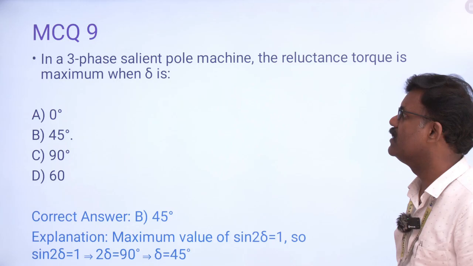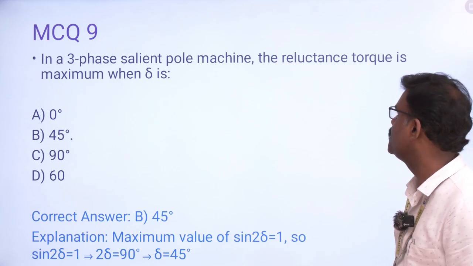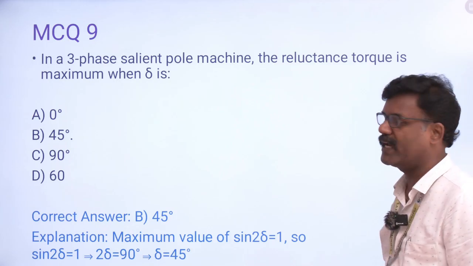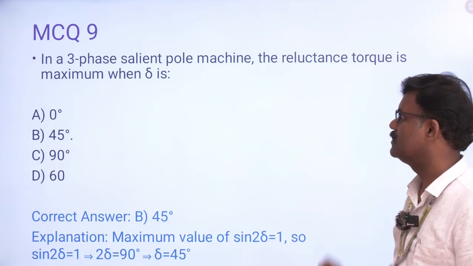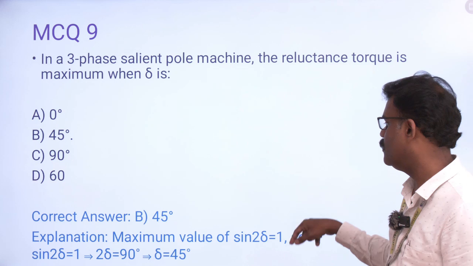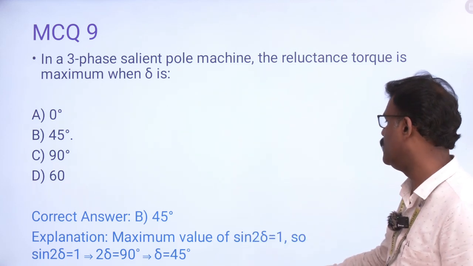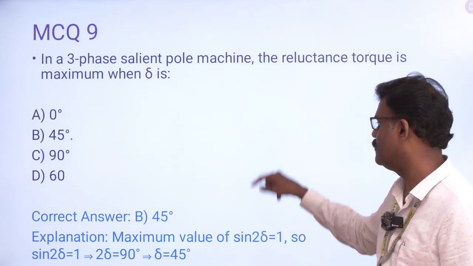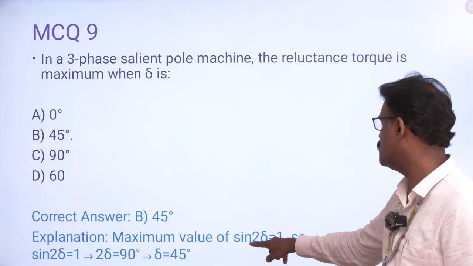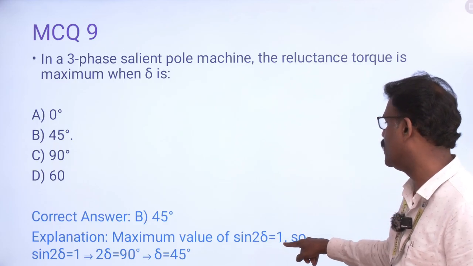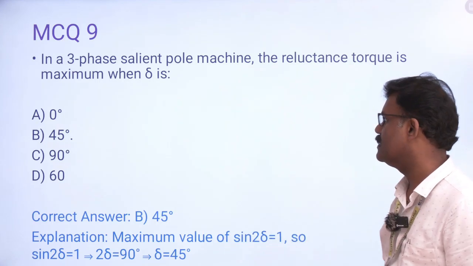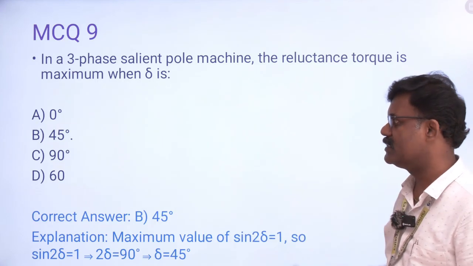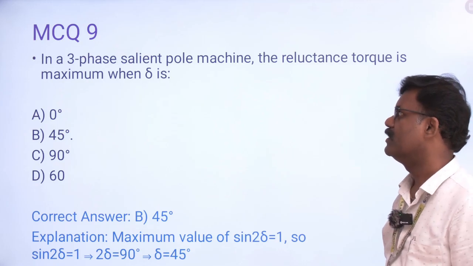Then the next question: in a three-phase salient pole machine, the reluctance torque is maximum when delta is? Here we have to find the delta value using the same formula. So sin 2 delta is equal to 1, so we get the delta value as 45 degrees. B is the correct answer.